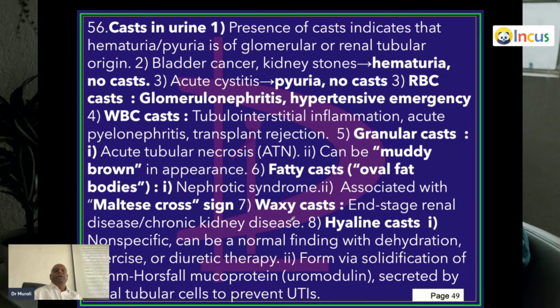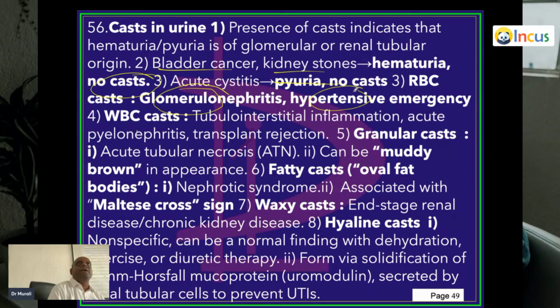So whenever there is a bladder cancer or kidney stones, there will be hematuria but no casts. Acute cystitis, bladder inflammation, will lead to pyuria, pus cells in the urine, but no casts. If there are RBC casts in the urine, what does it mean? Glomerulonephritis or any hypertensive emergencies when the kidney is affected with high blood pressure, that can also lead to hematuria and RBC casts.